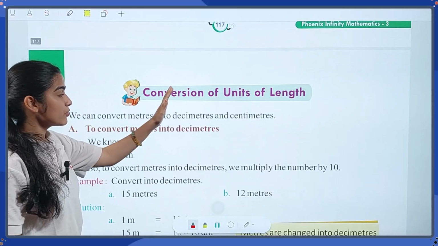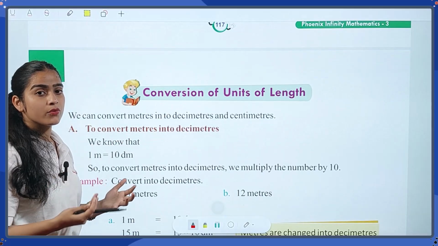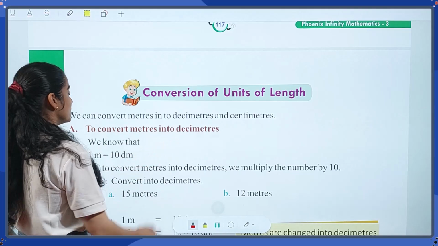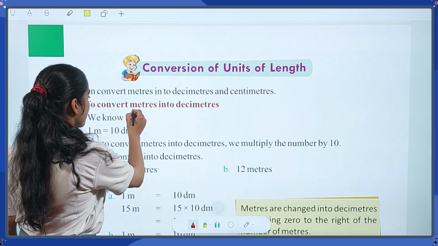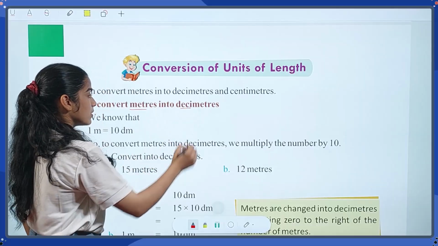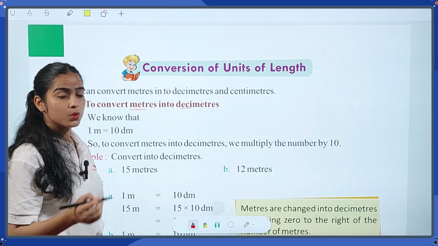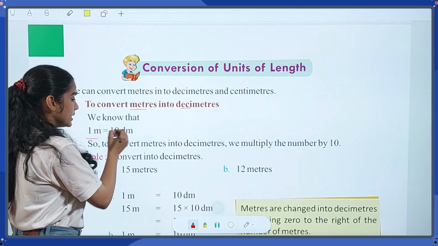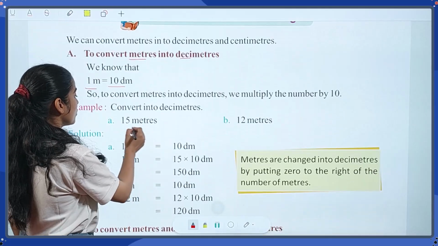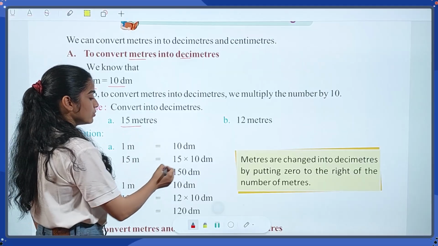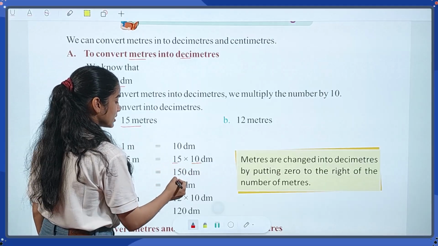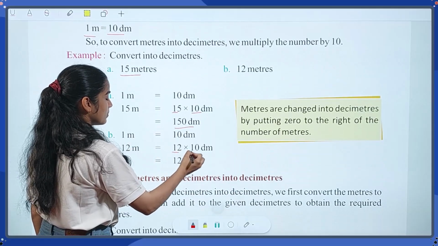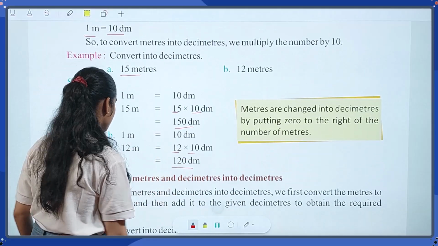Now, conversion of units of length. How can we convert our units further? First, to convert meters into decimeters, we have to understand the relationship between meter and decimeter, which is 1 meter is equal to 10 decimeters. So if you want to convert 11 meters, what you have to do is 11 multiplied by 10, which is equal to 110 decimeters. 12 meters is equal to 12 multiplied by 10, 120 decimeters.